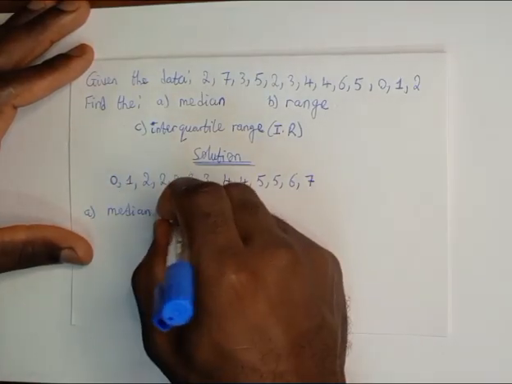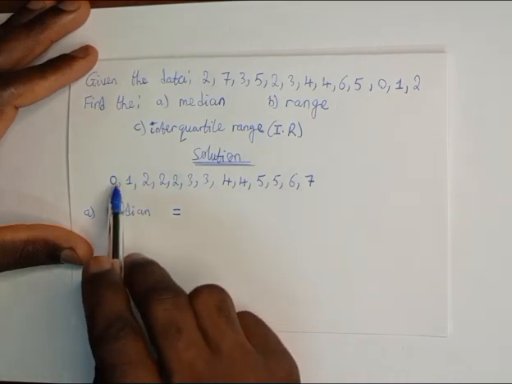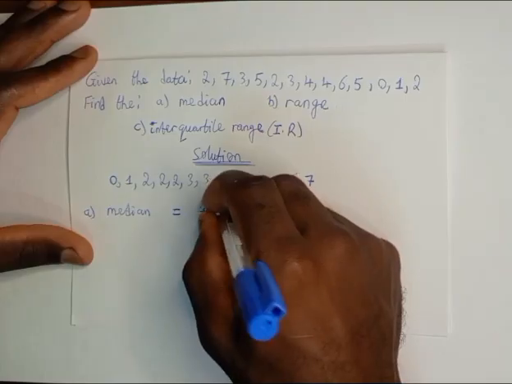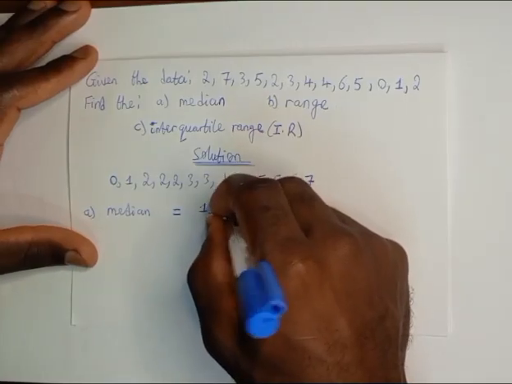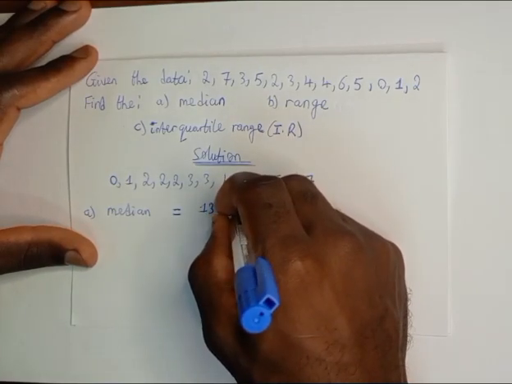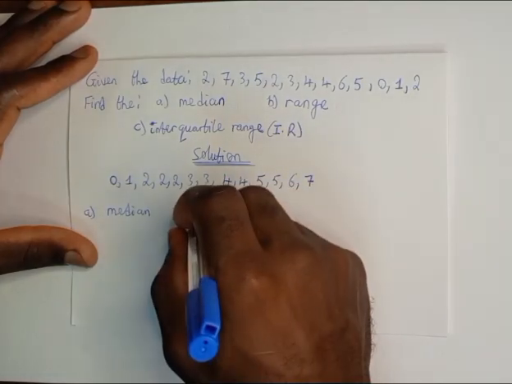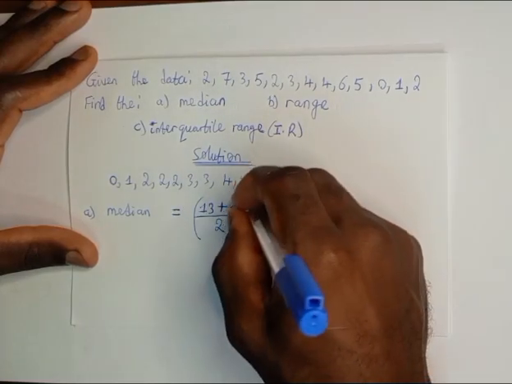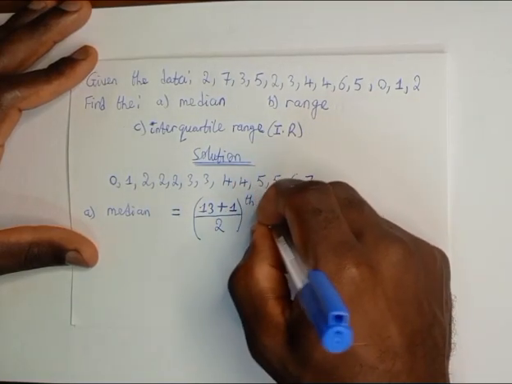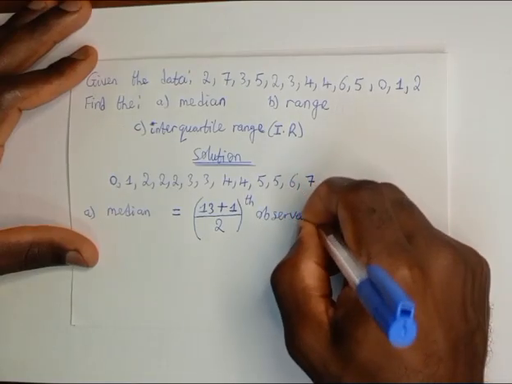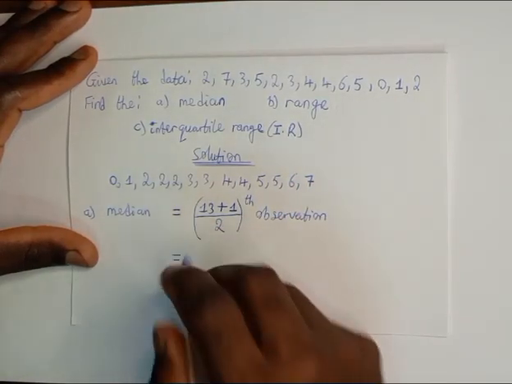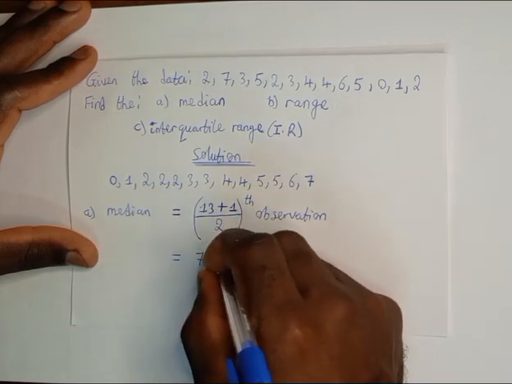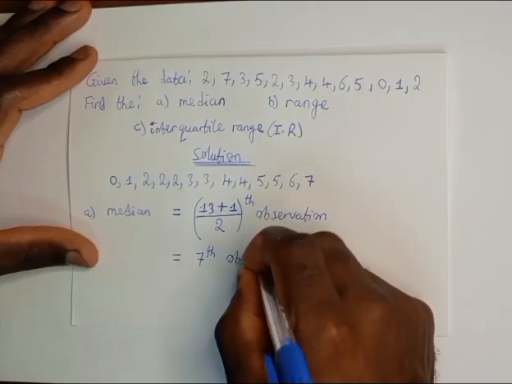The median will simply be equal to, we are going to take the number of observations here, which is 13. We add 1 to it. Then we divide this by 2. So the median is at this position. This will simply be equal to 13 plus 1 gives us 14, divided by 2 gives 7. So the median is simply the 7th observation.